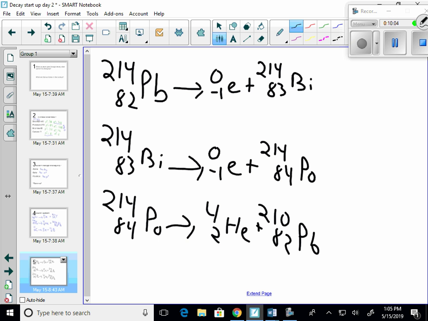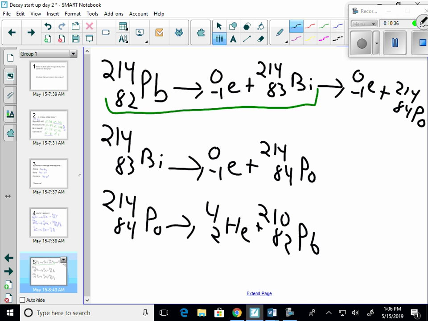There's a second way that I kind of prefer to write it that I'd show you right now. Just like stoichiometry, there's more ways to do it than one. What I would do after step number 1 is I'd see that I already ended with my daughter product here. So in other words, here is step number 1. I'm just going to draw an arrow right away and write my step number 2, which was this one here. 0, -1 e plus my 214-84 Po. You can see this works better if you have a lot of room.